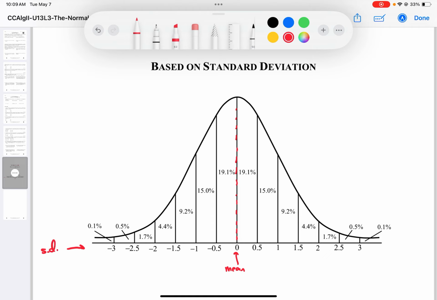The example that I use is the heights of males, heights of boys, right? The average height of a male is, I believe, 5'9". Someone who's only one standard deviation away from the mean is going to be pretty close to 5'9". So this is everyone who's within one standard deviation of the mean, pretty close to 5'9".